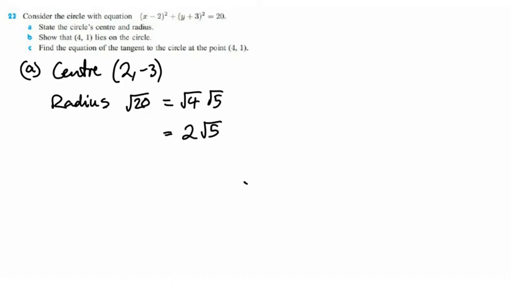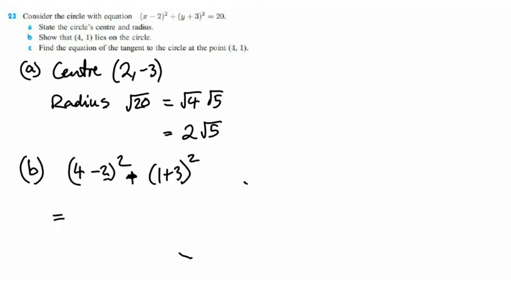Part B, show that (4, 1) lies on the circle. The easiest way to show that a point satisfies an equation is to sub it in. So let's sub in the point. 4 goes where x was, so I've got (4 minus 2) all squared, and then the y coordinate is 1, so I've got (1 plus 3) all squared, and we should find that this equals 20 if we're in luck.